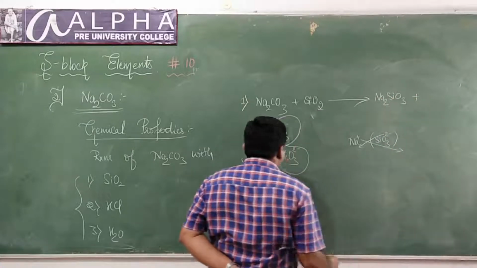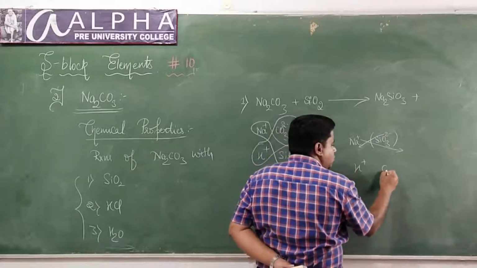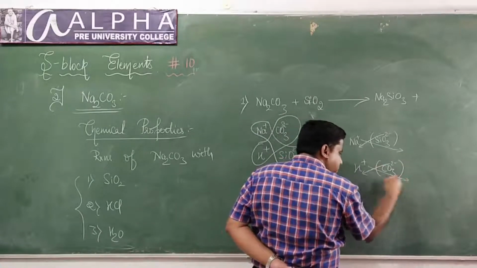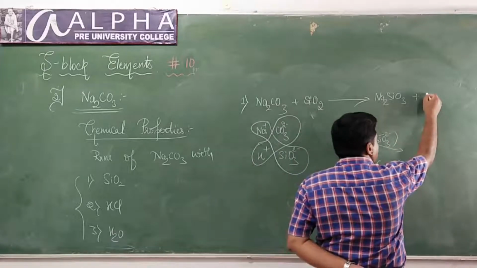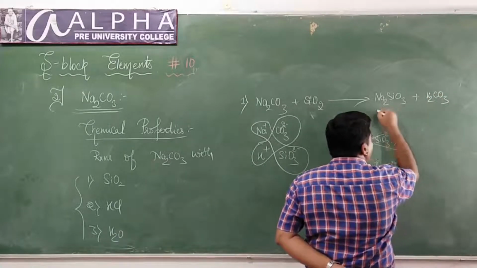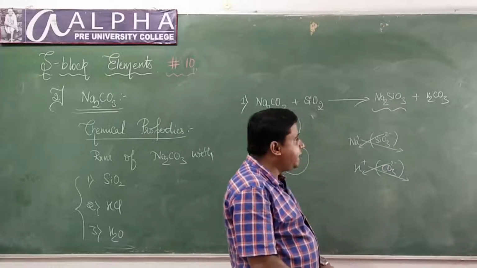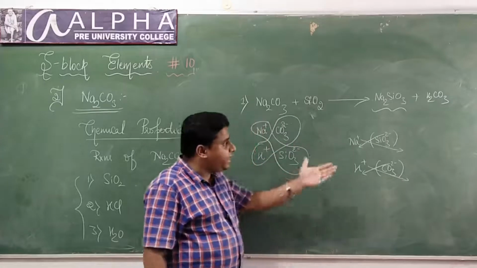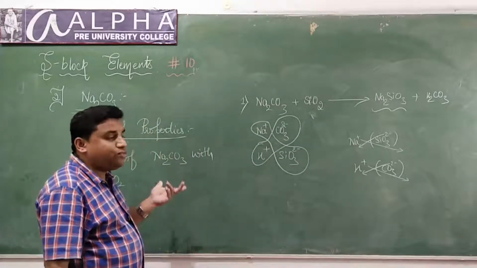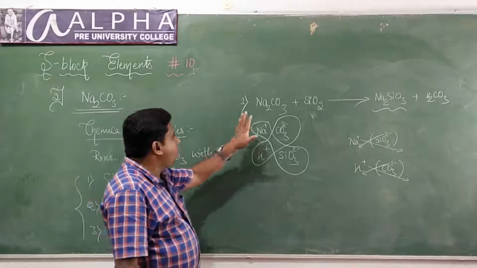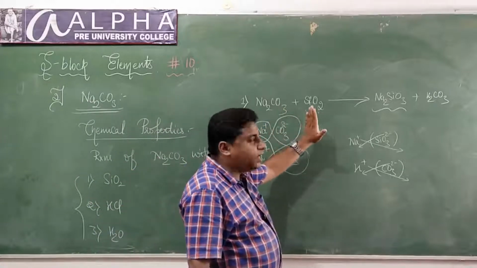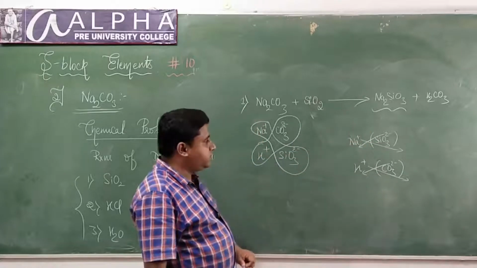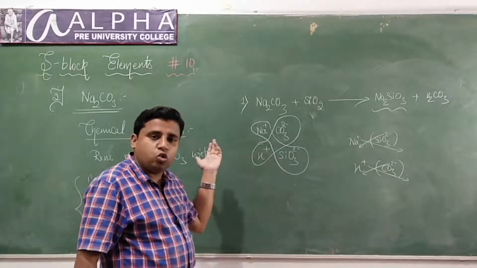Na2SiO3 plus H plus and CO3 2 minus, crisscross method, that means I'll be getting H2CO3. This is sodium silicate, and this is carbonic acid. This is how we write the reaction. Therefore, I can conclude that when sodium carbonate reacts with silica, it forms sodium silicate and carbonic acid. Hope you have understood the course of the reaction.